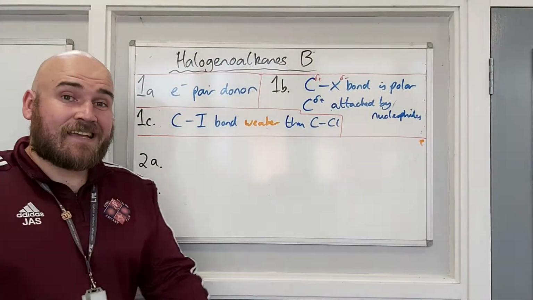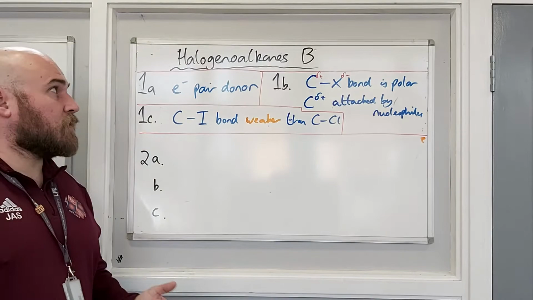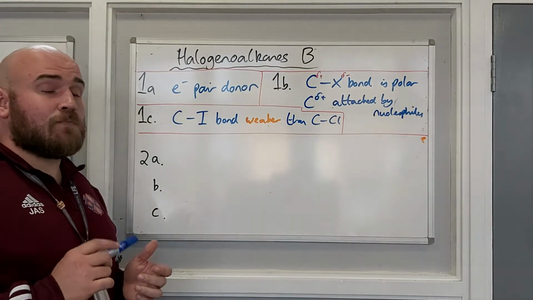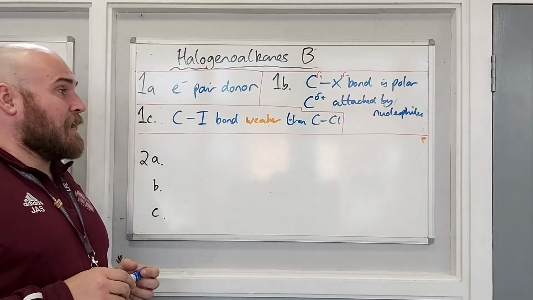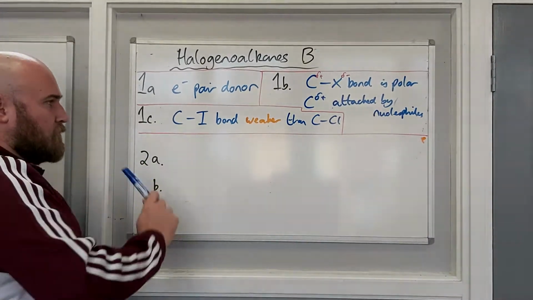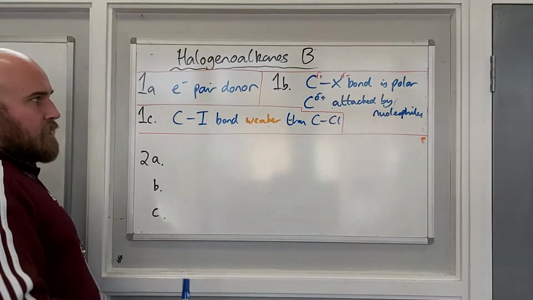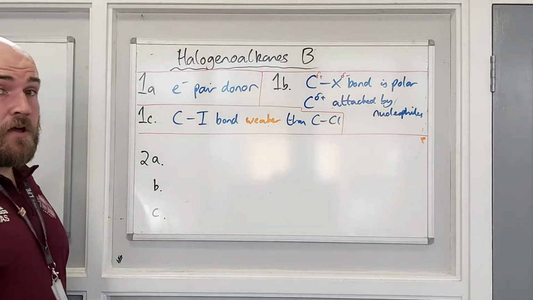Okay folks, this is the second walkthrough of today's work. So we're going to look at the quick checks halogenoalkanes B and halogenoalkanes C. The first three answers to 1A, 1B, 1C I've just put on the board already. So what is a nucleophile? It's an electron pair donor, or a lone pair donor.